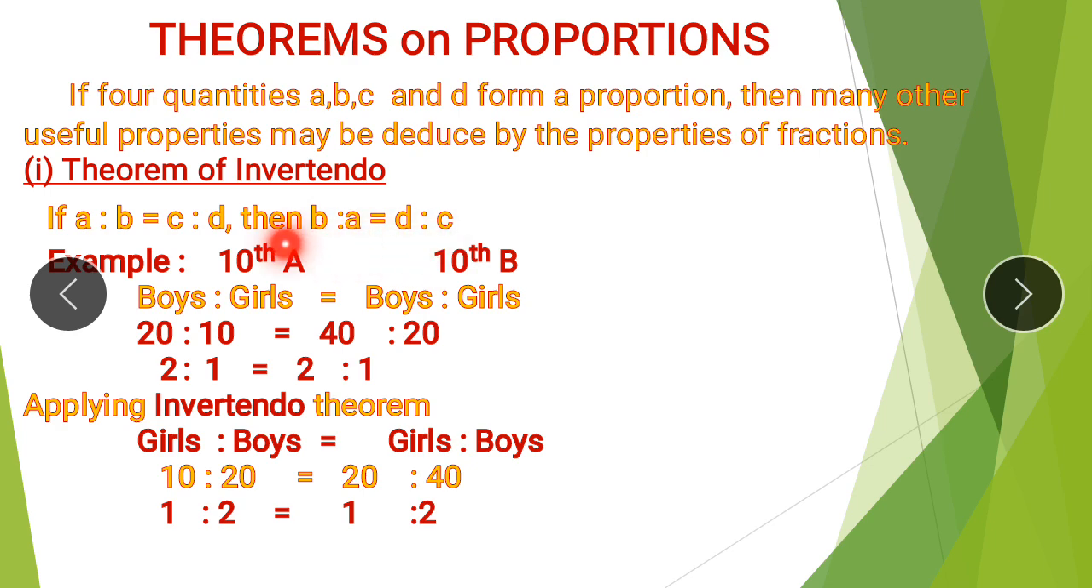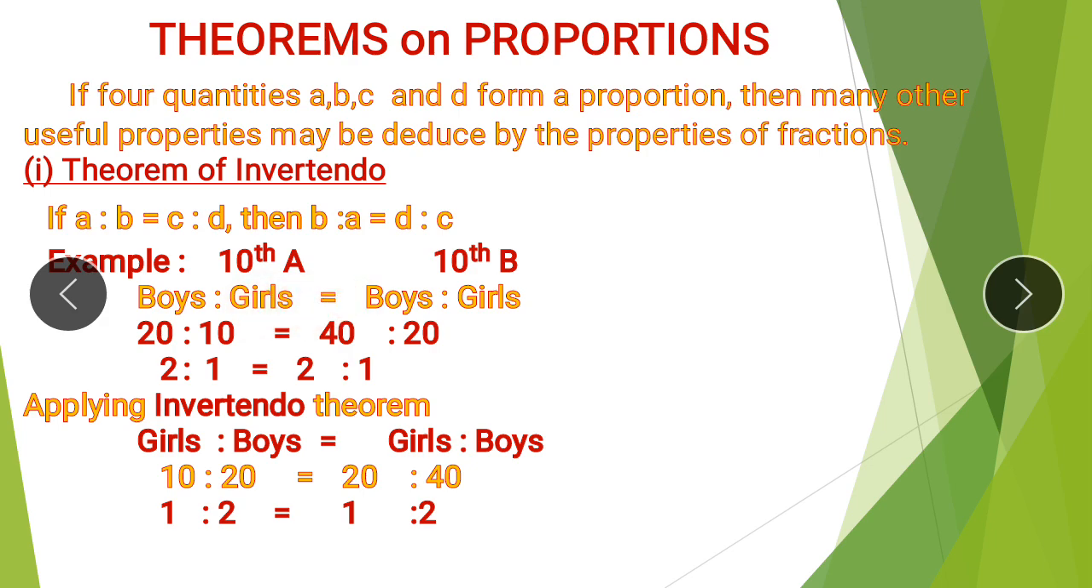We have gone with the inverse process here. Invertendo can refer to the word inverse. So again the ratio will remain the same. Let's better understand the theorem of invertendo with the help of an example.